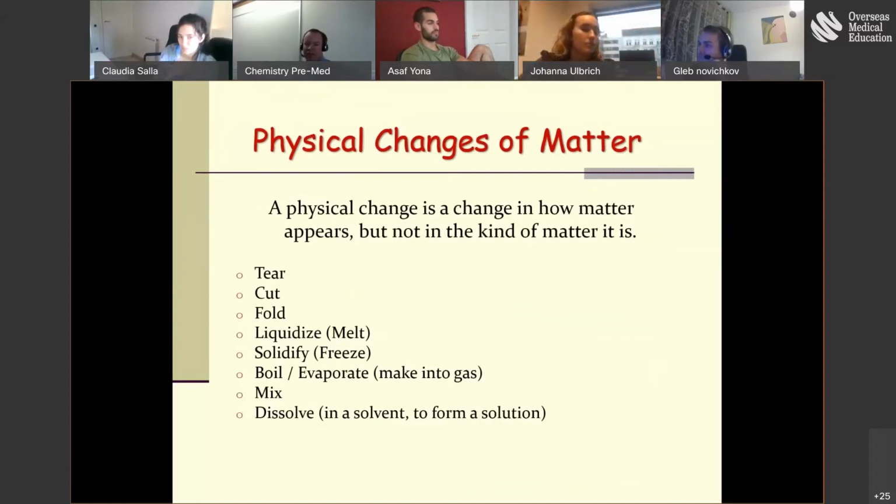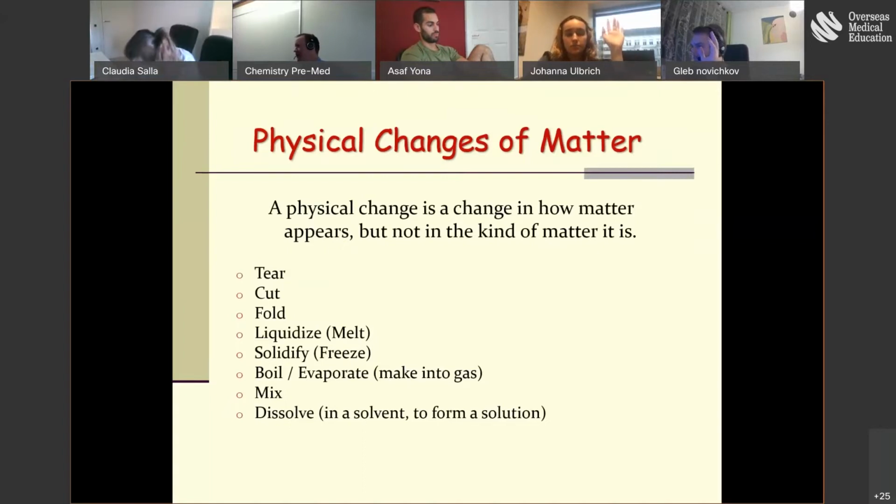So physical change is a change not in the kind of matter that it is, but in the kind of form that that matter takes. Okay, so some of these are different from the others. What have these three got in common? Have a look at the middle ones there. So liquidize, solidify, and boil. What are those changes? What do we call those? Does anyone know?